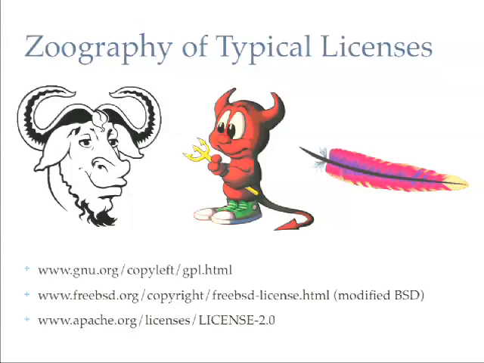Right. And the third is the feather, which is the symbol of the Apache Software Foundation. So the Apache Software Foundation has a license that they apply to all their code. So, obviously, you know the Apache web server. The code for the Apache web server is licensed under the Apache Software Foundation license, actually version 2.